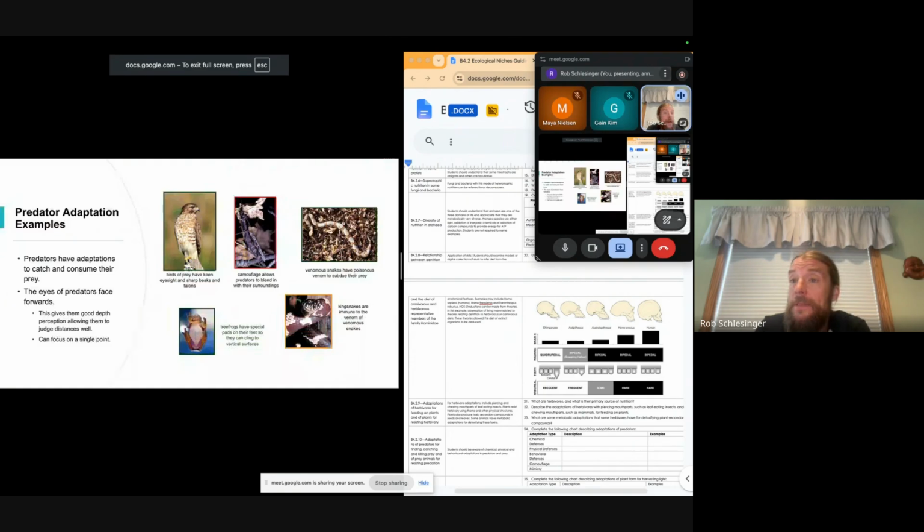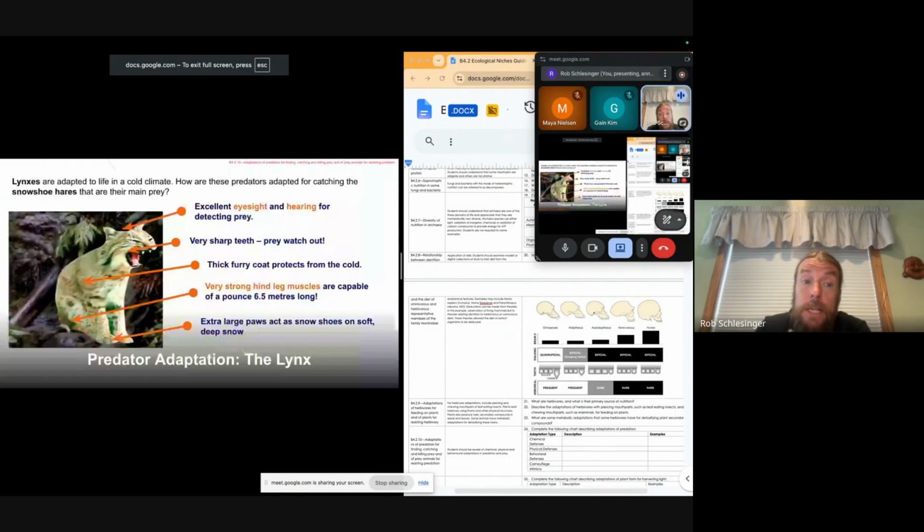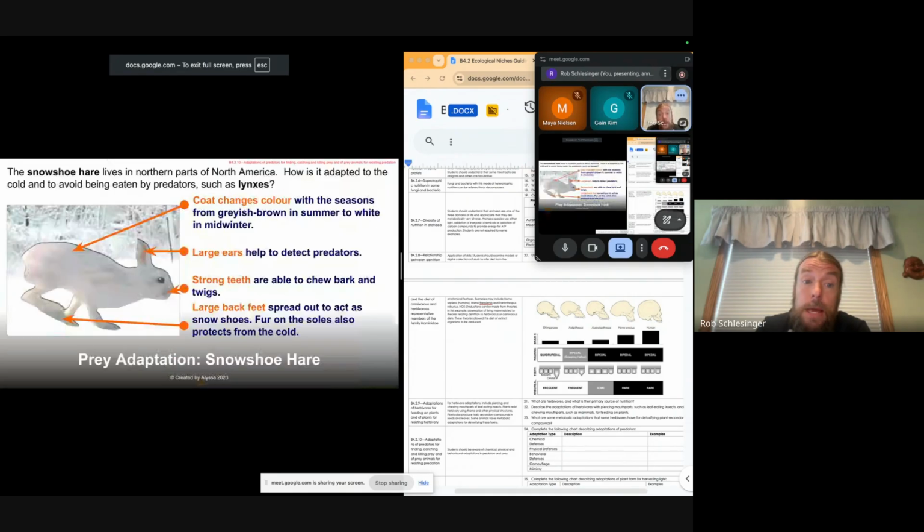And predator and prey obviously are going to invest energy in developing different strategies to deal with one another. So there are some examples here of some adaptations that predators exhibit, and then some adaptations that prey exhibit as well. And we'll get more into this when we talk about natural selection and evolution.